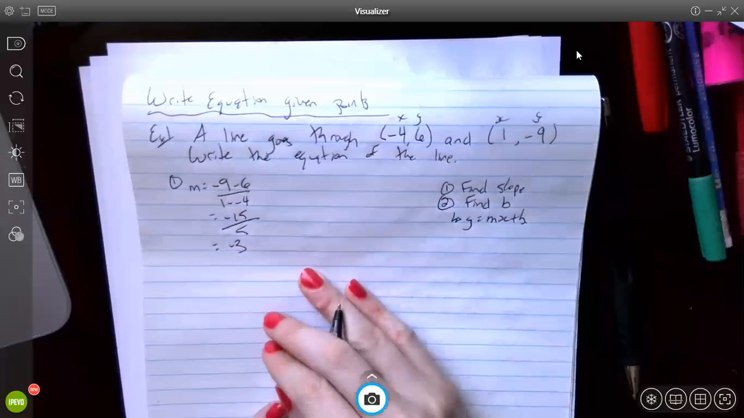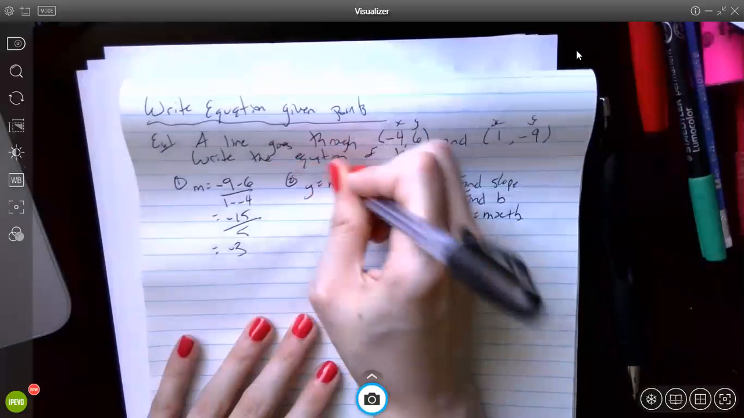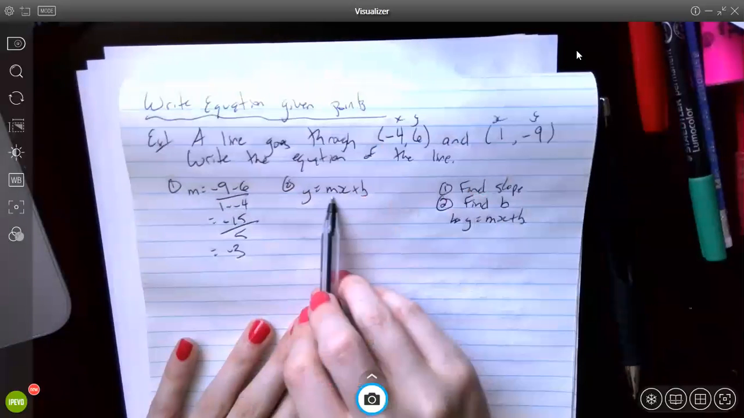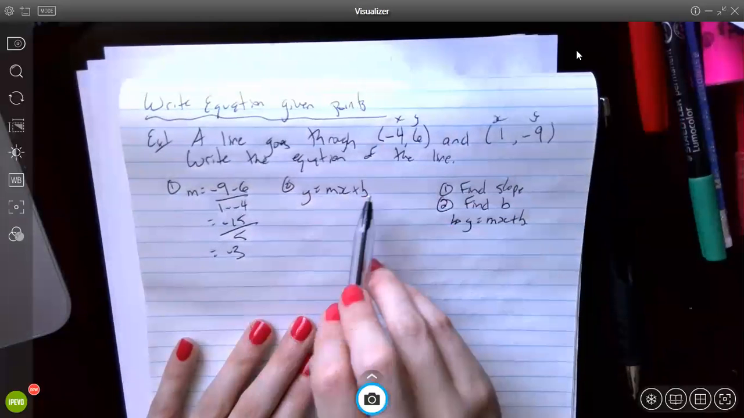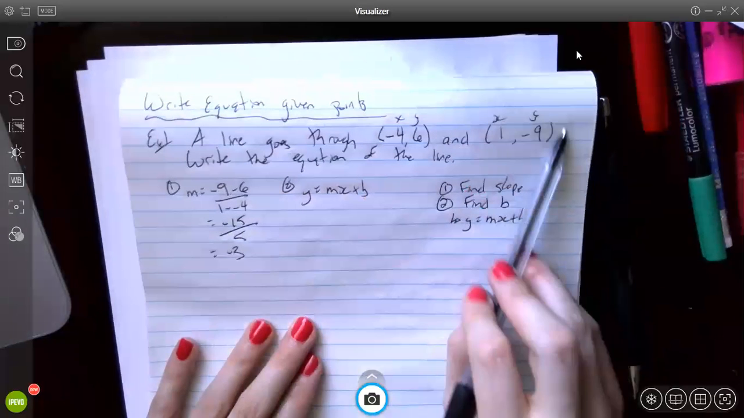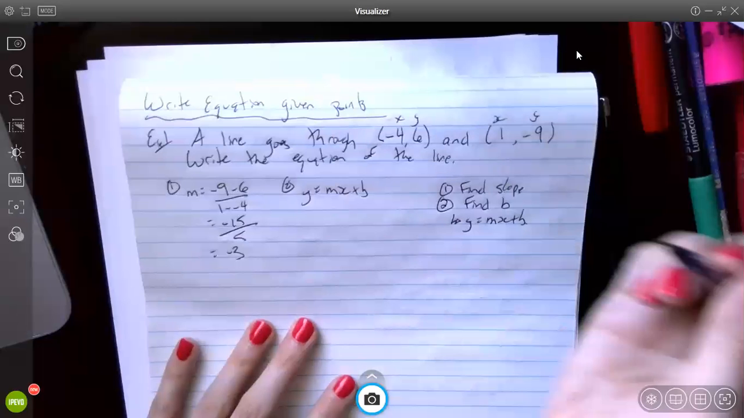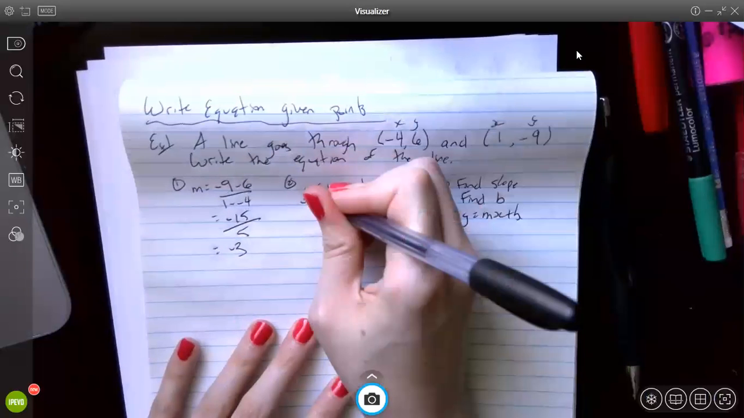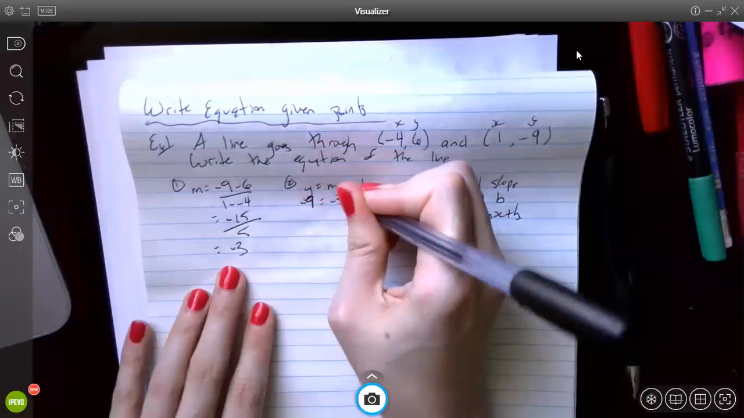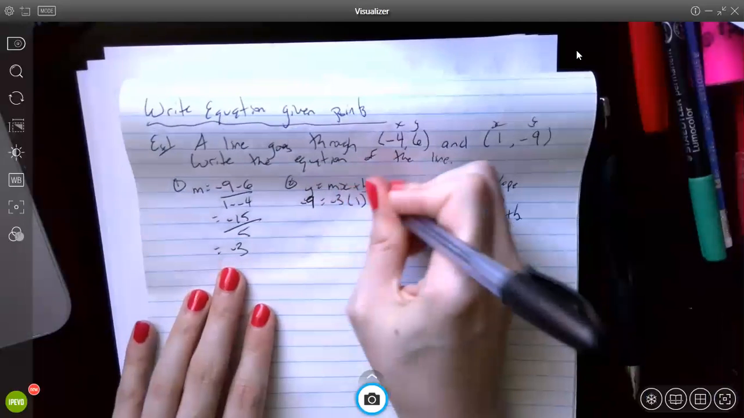This is very similar to a problem that we did a couple days ago. So all we're going to do is take y equals mx plus b. We'll plug in our slope and either of our coordinates, doesn't matter which one, and solve for b. So I'm going to pick this second coordinate here only because a 1 is really easy to deal with. But like I said, doesn't matter which one you pick. So I'll put the -9 where the y is. My m value is -3. My x is 1. And then I'm solving for b.